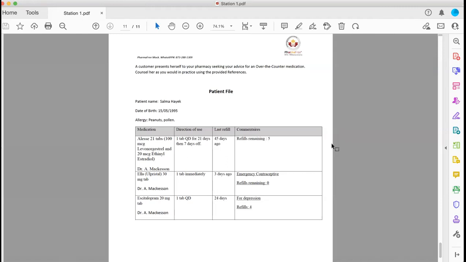My name is Salma Hayek. I'm looking for Plan B. Yes, sure, Salma. I can help you with this. My name is Hani. I'm the pharmacist in charge. Please have a seat in this private counseling area, and everything we discuss will be kept confidential. As I can see from your profile, you were born in 1995, and I can see a couple of allergies, peanut and pollen. Any update on this? No, everything is okay.